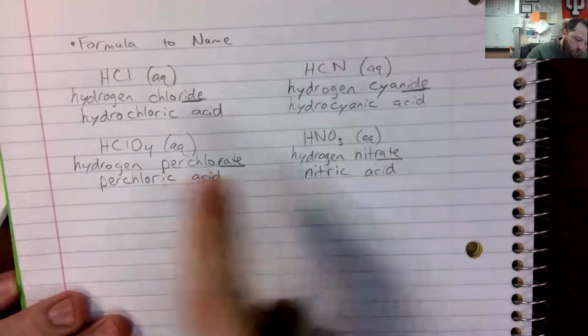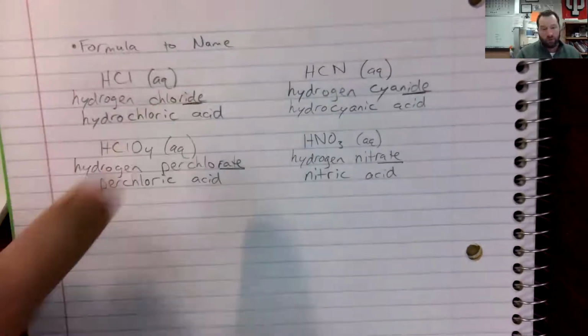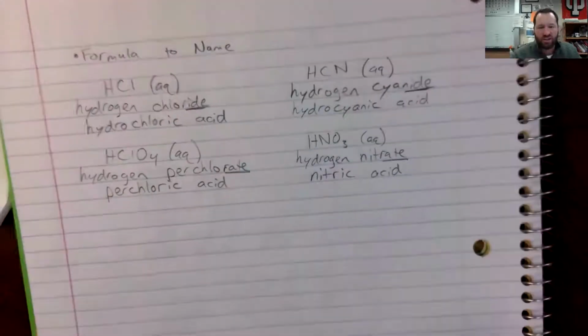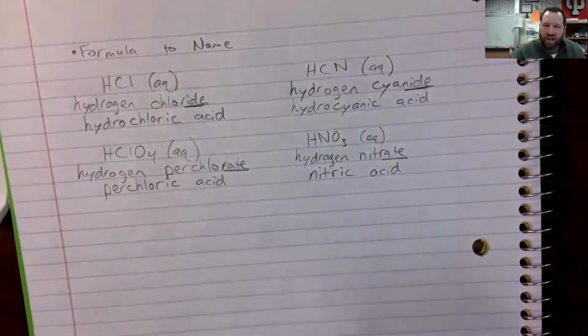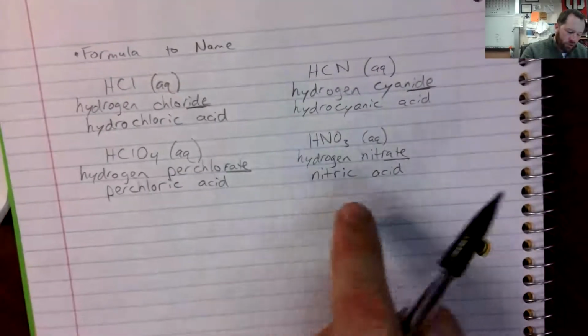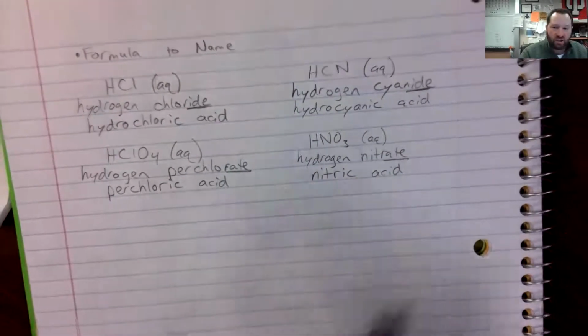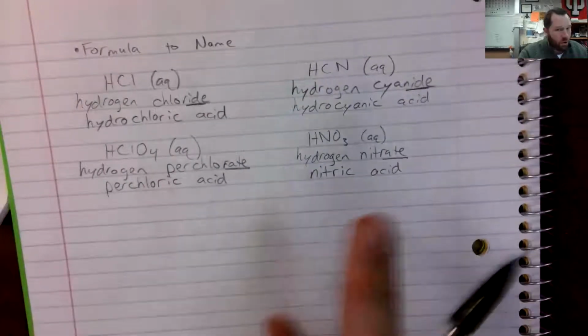Be sure to watch out and don't put hydro. That's only if it ends in IDE. There is actually a hydronitric acid, and it's completely different from HNO3. It's actually H3N. So big difference between hydronitric acid and nitric acid. So I ate something icky, we just change ATE to IC. No hydro.